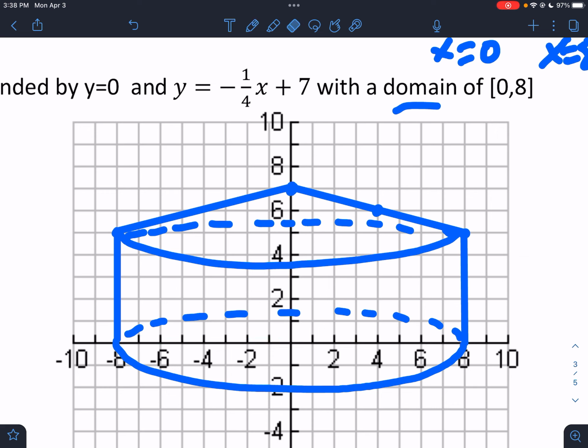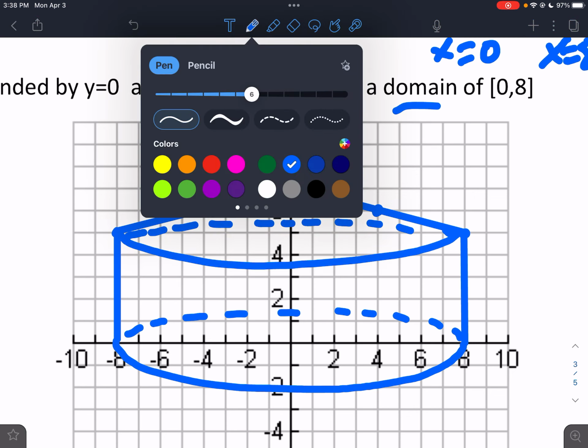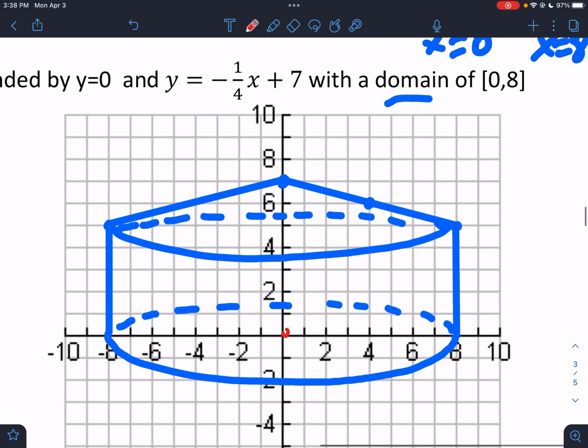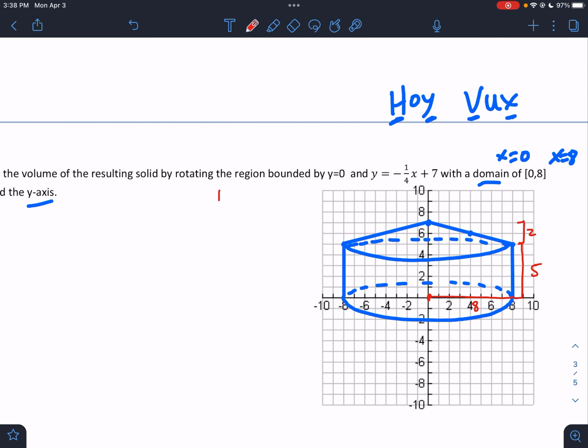I'm going to erase all those solid lines. It's a cylinder with a cone on top. It looks to me like a circus tent kind of. But we know that the radius is 8. The height of the cylinder would be 5. And then the height of the cone would be 2. So we have a radius of 8. Height of the cylinder is 5. The height of the cone is 2.